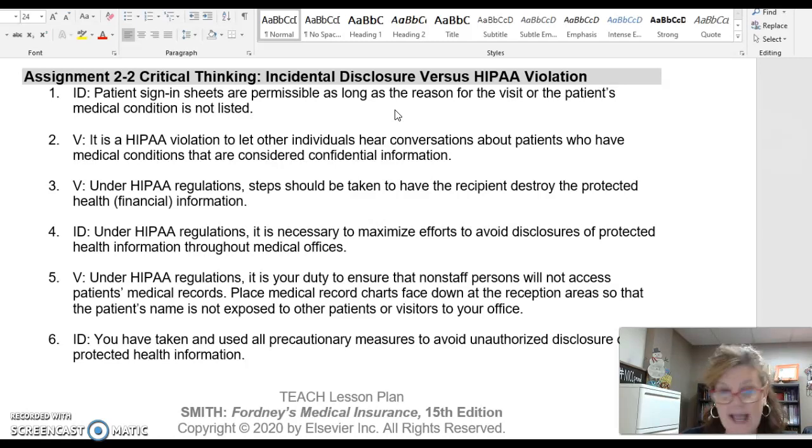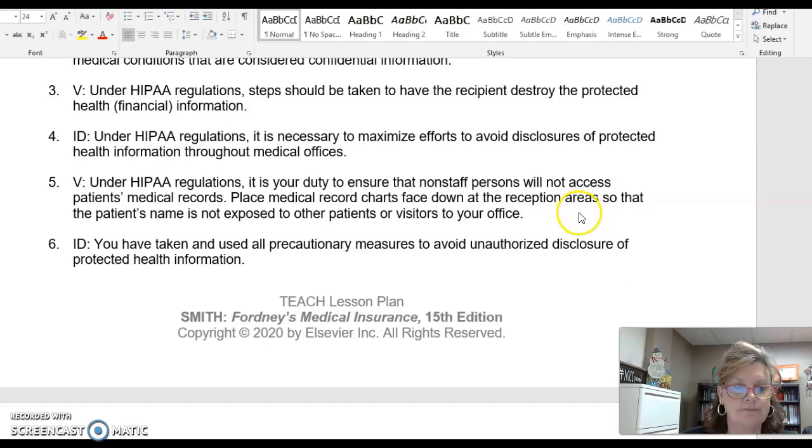Okay, 5. It is 10:30 a.m. and you go on a coffee break, leaving 2 patients' charts on the checkout counter. Again, this would be definitely a HIPAA violation. Okay, it's your duty to ensure that non-staff persons will not access the patient's medical records. You want to make sure these charts are face down in the reception area so that the patient's name is not exposed to other patients or any visitors coming to your office.